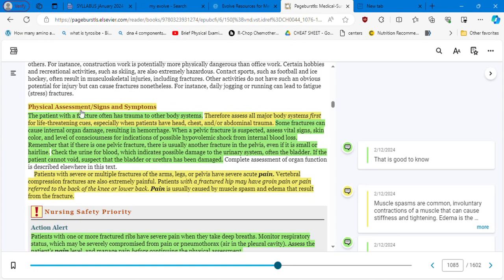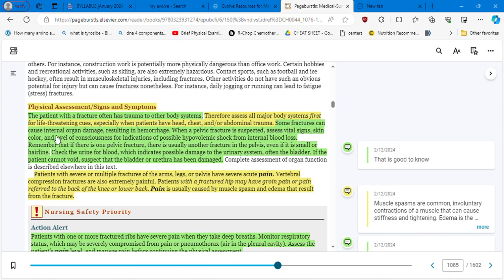And let's get into physical assessment, signs and symptoms. The patient with a fracture often has trauma to other body systems because the fracture is going to cause damage in the soft tissue, maybe the muscles, right? Circulatory tissues, the nervous system. So, therefore, assess all major body systems first for life-threatening cues, especially when patients have head, chest, and/or abdominal trauma.